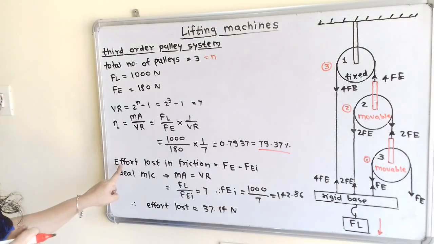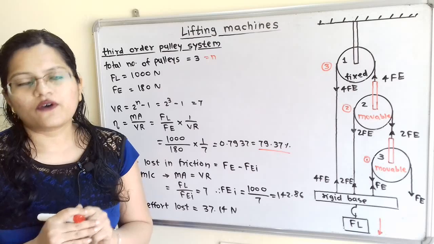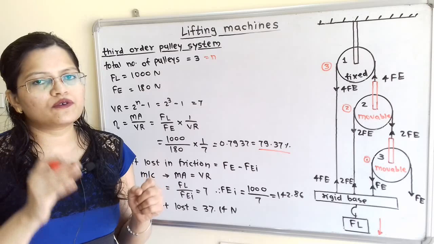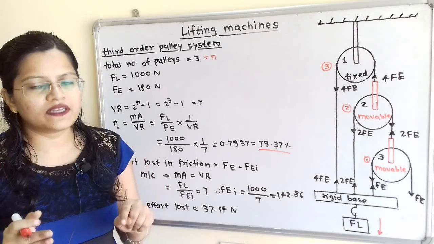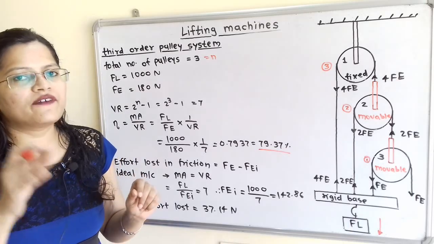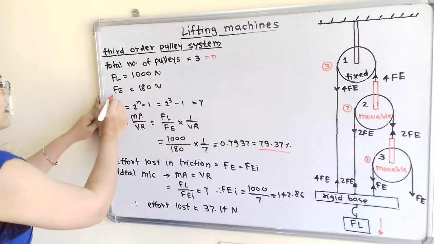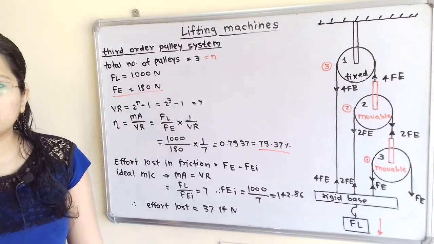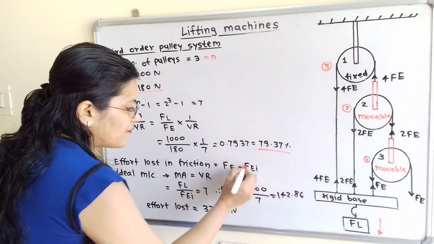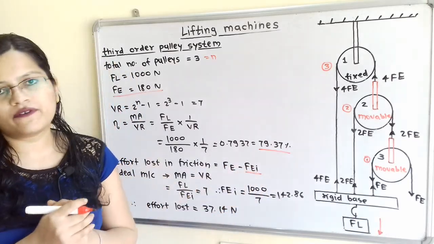In the next question, we have to find the effort lost in friction. This effort lost in friction means we have to take the difference between the effort in the actual machine and the effort in the ideal machine. The effort in the actual machine, Fe, is known, 180 Newton. But the effort in the ideal machine is not known, and this is FEI. So we will find out the value of FEI.